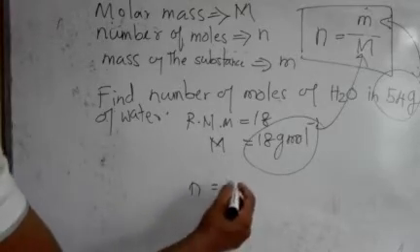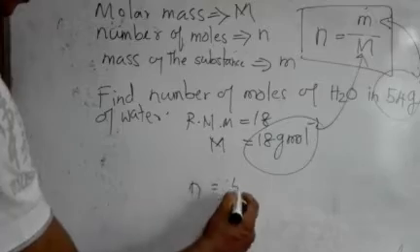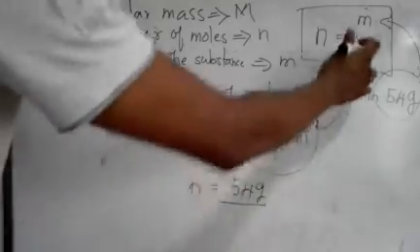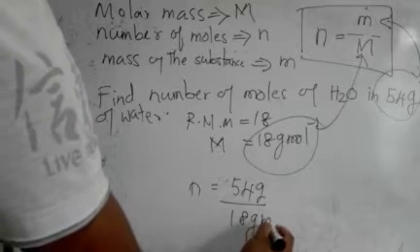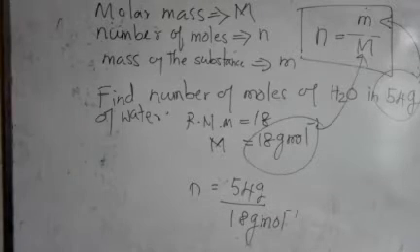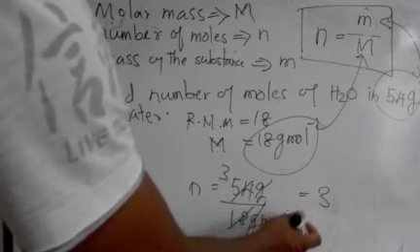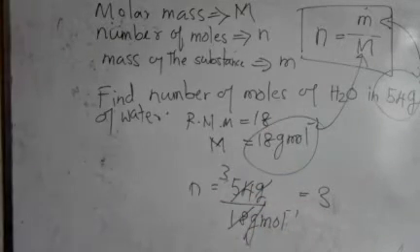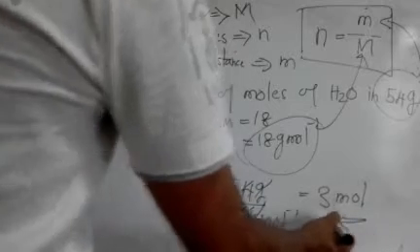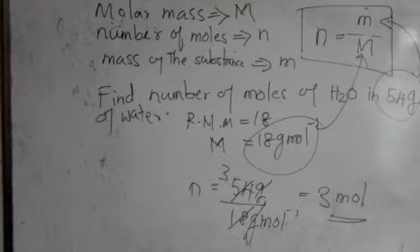So number of moles equals mass, which is 54 grams, divided by the molar mass of water, 18 grams per mole. So the grams cancel. 18 into 3 is 54. So the answer is 3 mol, with grams per mole to the power minus 1 moving up, it becomes mol. So 3 moles of water are there in 54 grams of water.